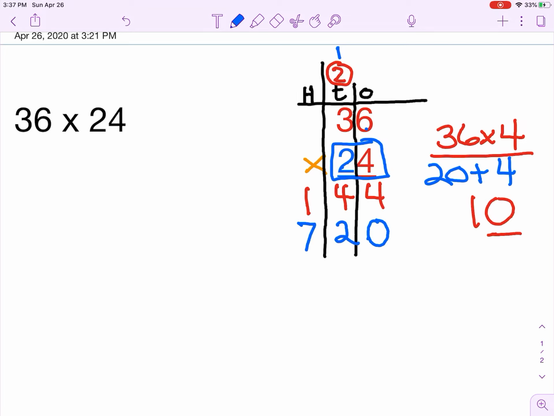And I know that if I was to multiply 36 times 20, that answer would be 720. 36 times 2 is 72, and it has to be 10 times greater because I see the 0 on that 20. So making 72 10 times greater gives me a product of 720.